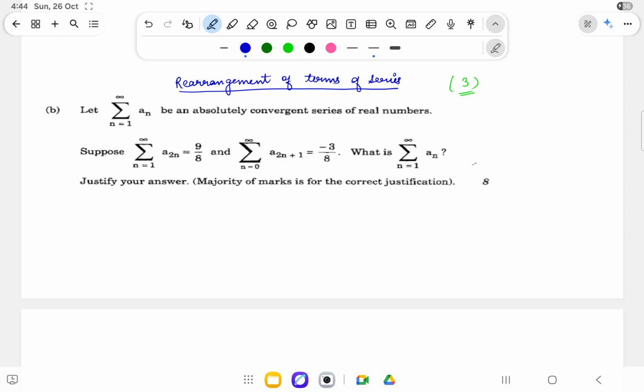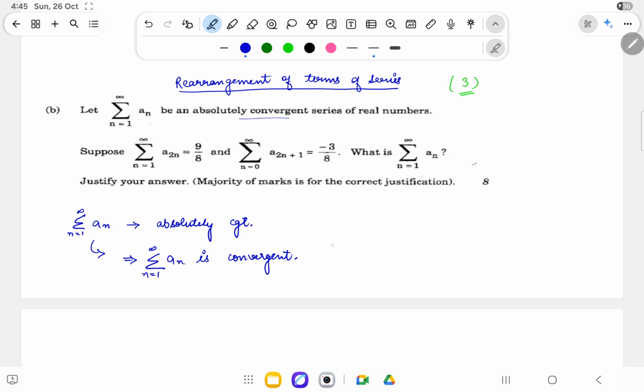So question 1 says that we have a series. It is an absolutely convergent series of real numbers. So they have given us a series, summation n equals 1 to infinity an, and it's an absolutely convergent series. And we know that any series which is absolutely convergent is also convergent. So from here I can conclude that summation n equals 1 to infinity an is convergent as well.